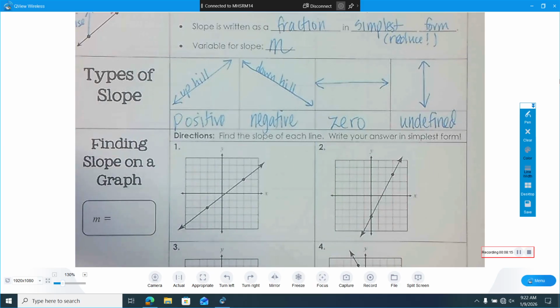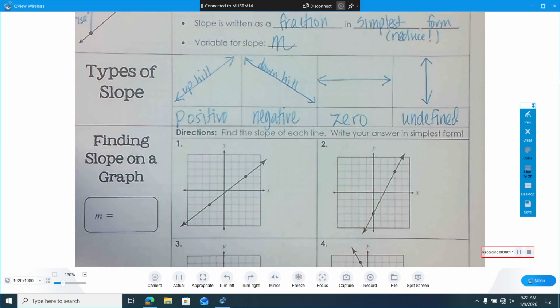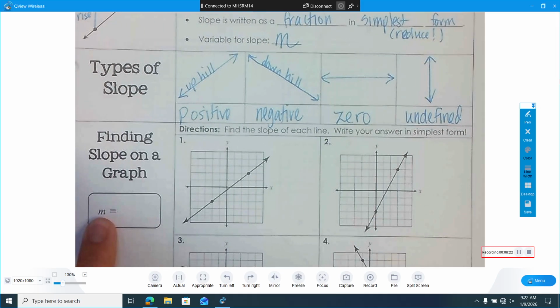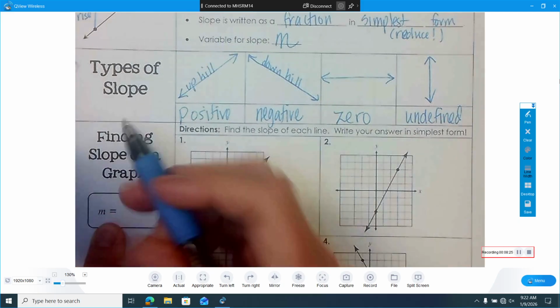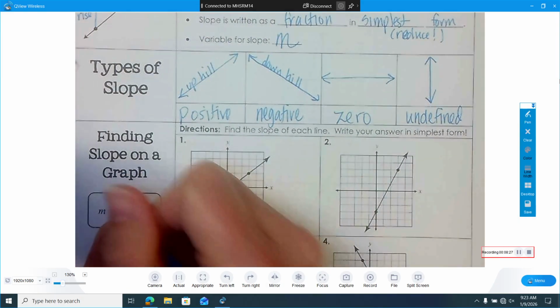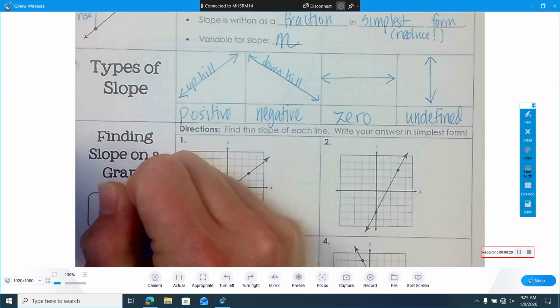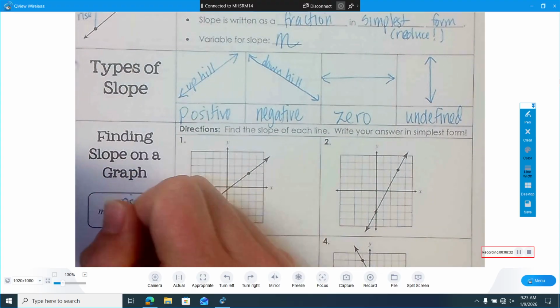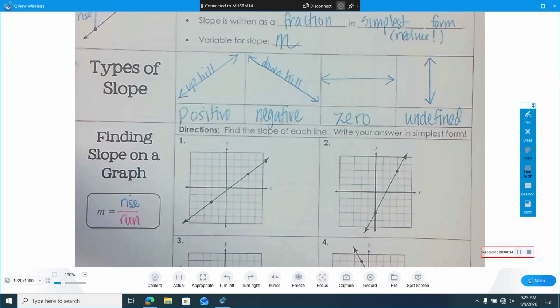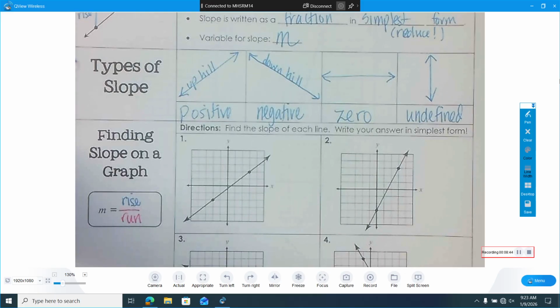Okay, so we want to be able to find the slope on a graph. And again, M represents the letter we use to represent slope. What we're going to look for today, and this is where you're going to use your two colors, is the rise over the run. And this is a nice little thing to help us remember what slope is. What is slope? Rise over run. Rise over run. I want you to use your two colors. That's why I asked you to get two colors. We want to find the slope of each line and write our answer in simplest form. We want to reduce it.